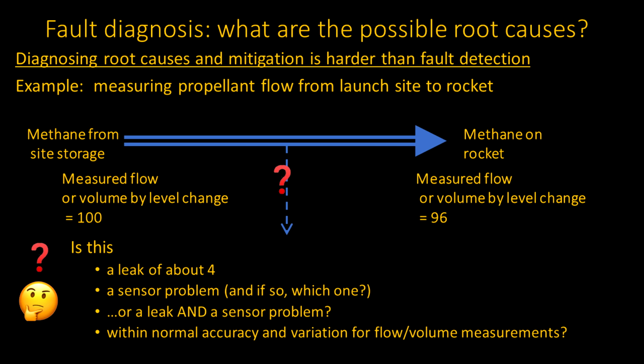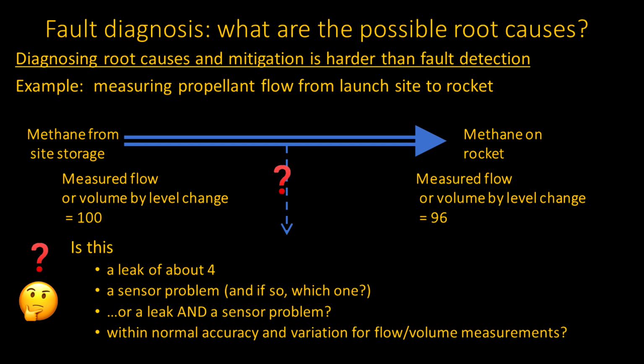Suppose you're transferring propellant on your launch site. This would be like a Starship or something. You've got methane in a tank on site, and you're transferring fuel to put it on the rocket. Now, suppose you measure it. Either you're measuring flow rates, or maybe more likely, you measure how much the one tank level went down in a period of time, and you compare that to how much it went up in the rocket, calculate the volumes. But either way, you have an estimate of how much flow left this launch site and how much went into the rocket. And what if they differ?